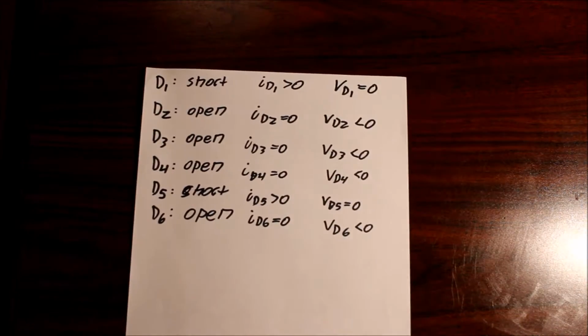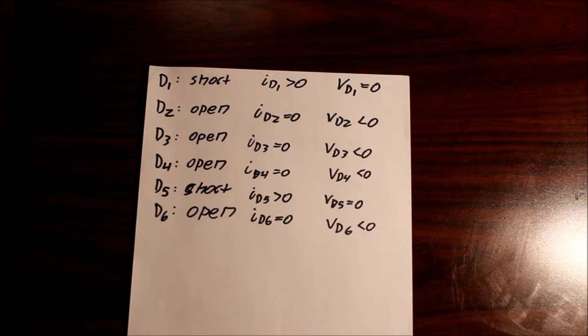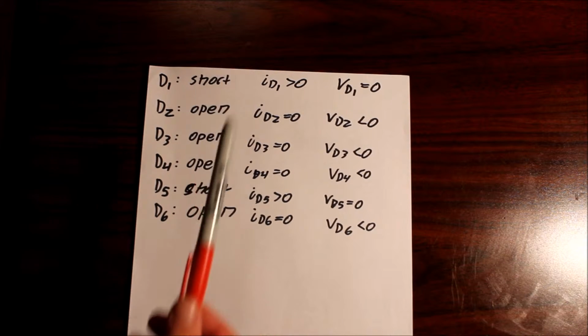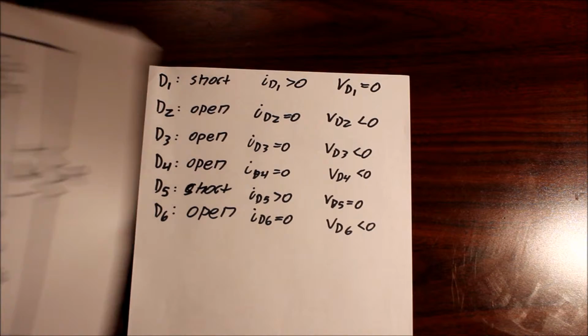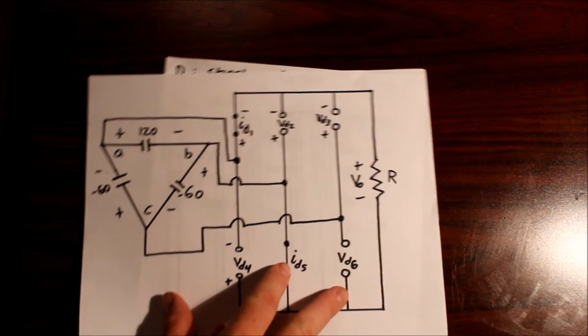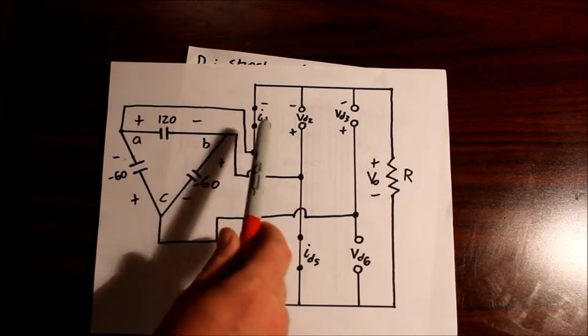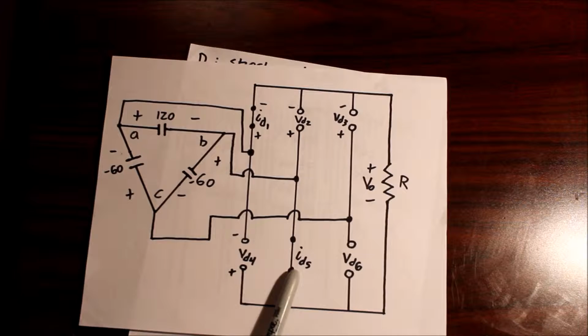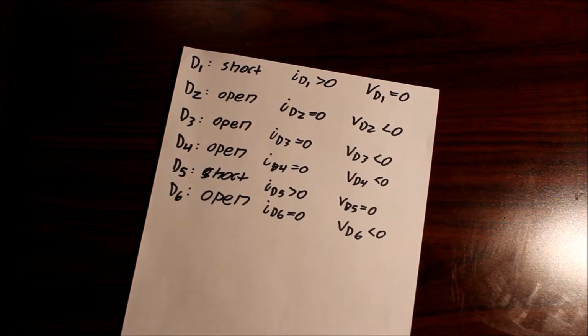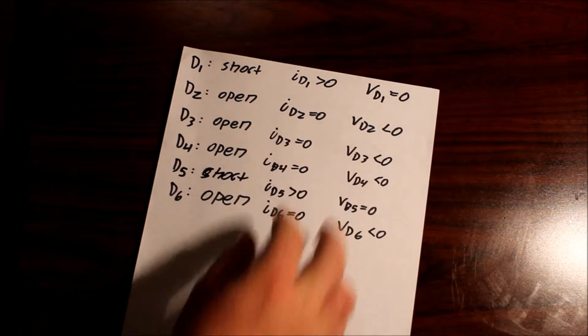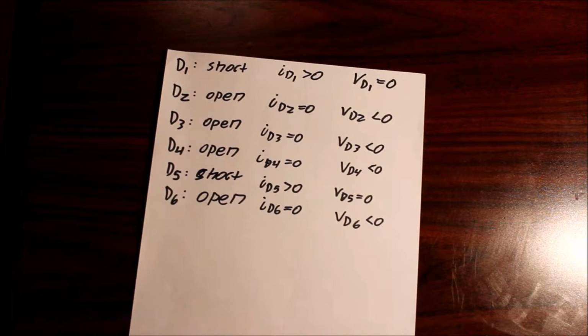So for this, we have our conditions for each diode. Due to the firing order, we know that D1 and D5 are going to be shorted. We can see that here on a redrawn circuit. So D1, diode 1, and diode 5 are going to be shorted while the rest are going to be left open. And then these are the conditions that we're going to be trying to prove systematically as we go through this. So let's carry on.